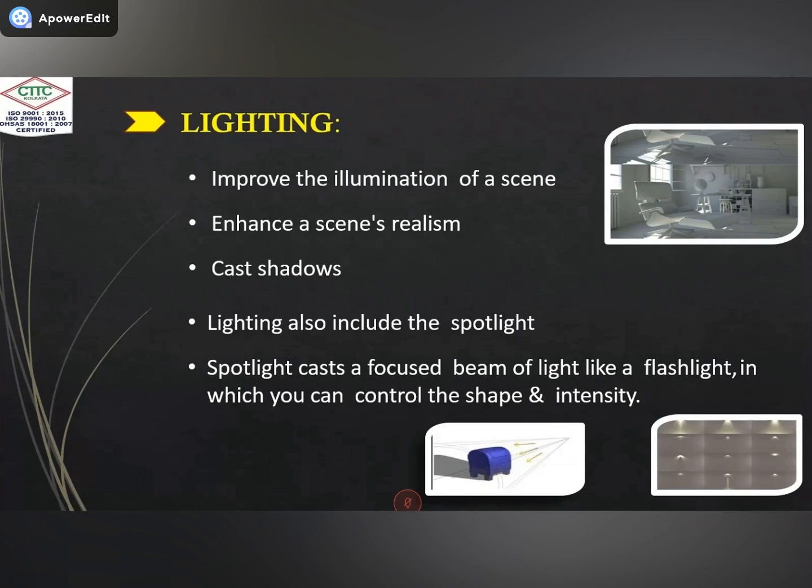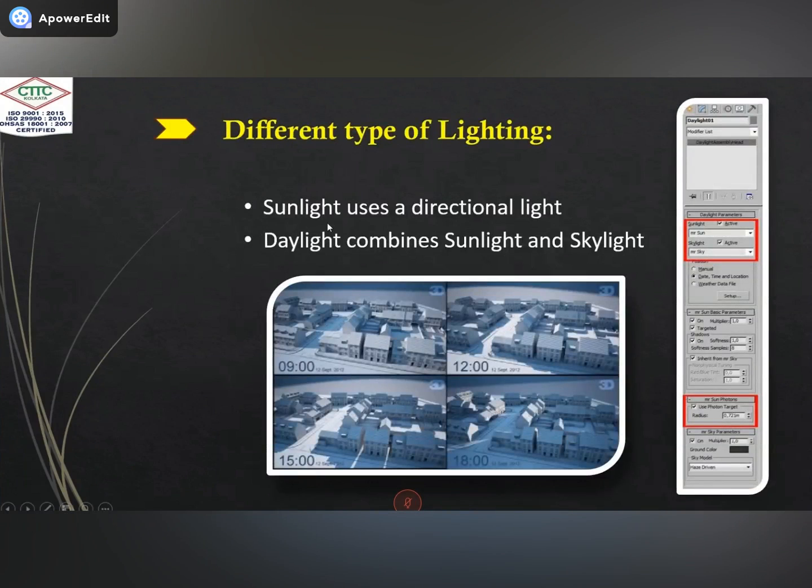Lights have more than 100 options, and you can use those options easily through 3ds Max. But Revit has fewer options, while 3ds Max has lots of options. Now you can see here, the sunlight has a different directional light.